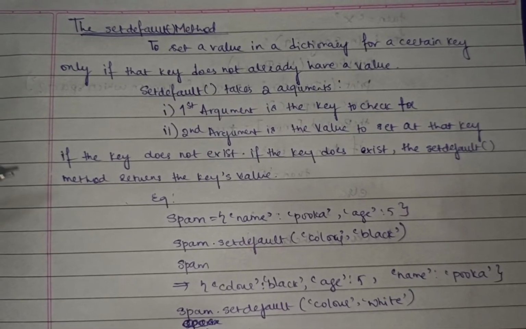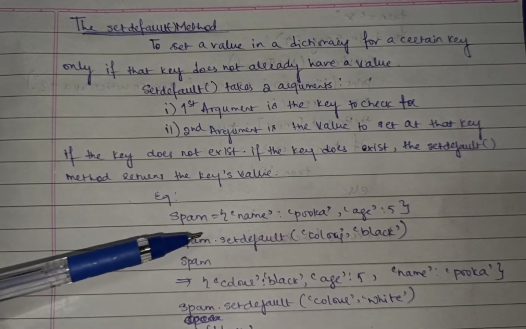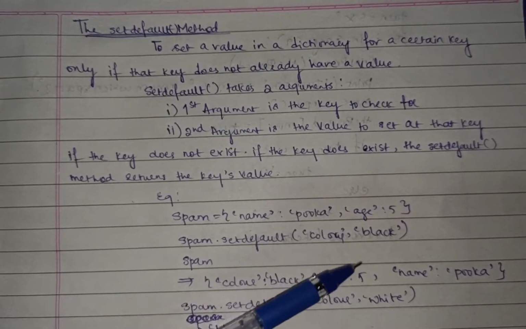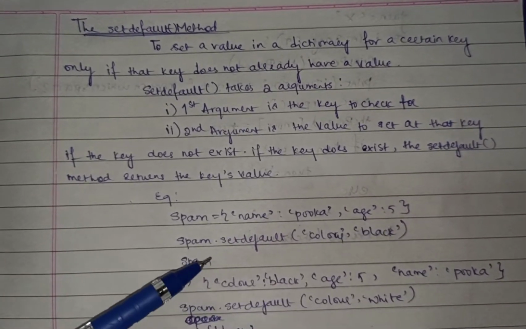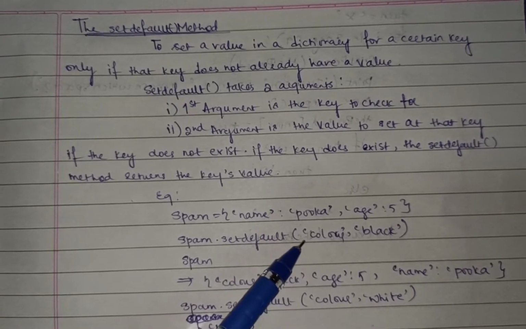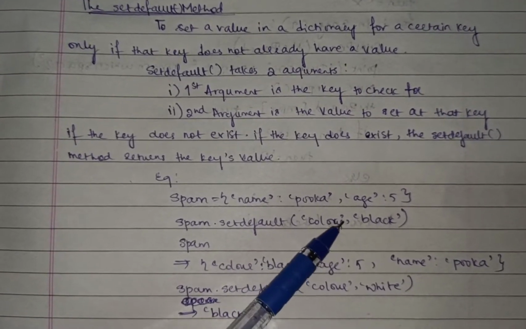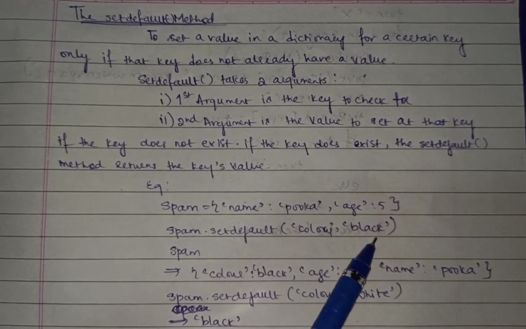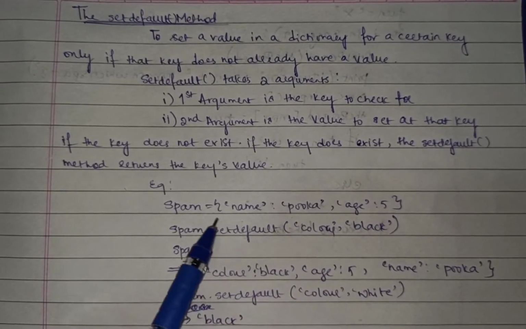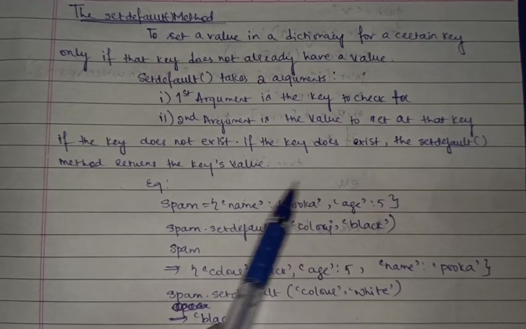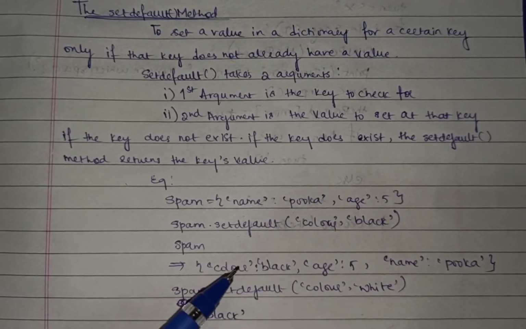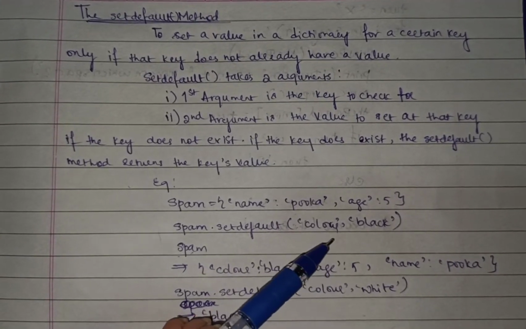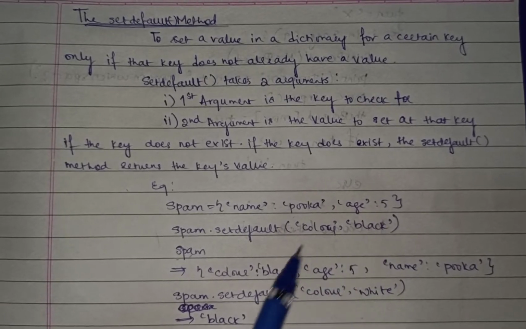So firstly, let us look at the example. You have the spam dictionary having name as the key and Pooka as the value, and age as the key and 5 as the value. So you'll use spam.setdefault, and you will have the key and value as two arguments in the setdefault, that is color and black. First it will check if the key is present in the dictionary. Since the key is not present in the dictionary, spam, once you ask the program to print spam, it will print it with the new pair added. Since the key is not present, the key-value pair will be added.